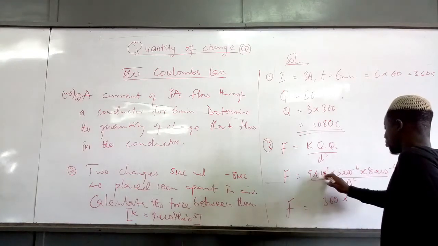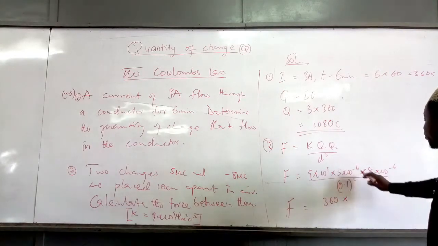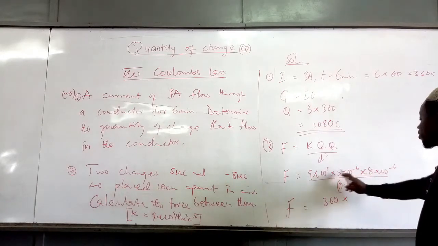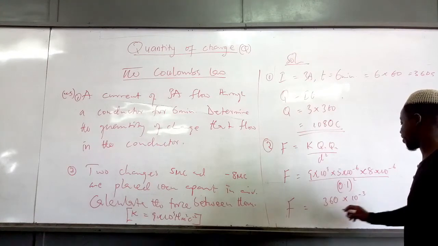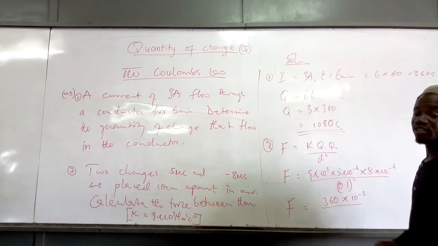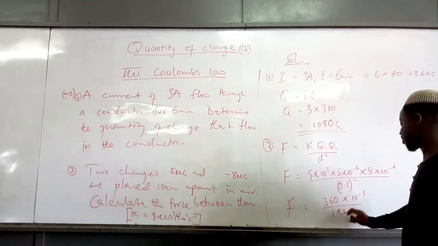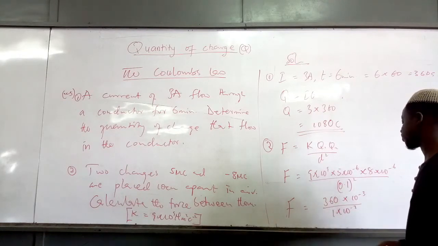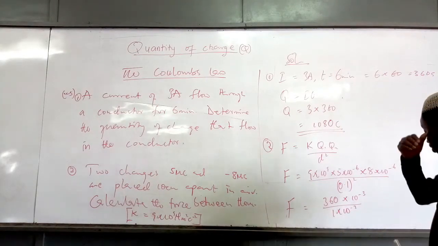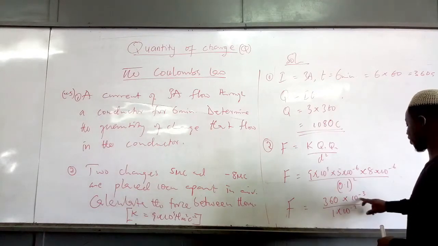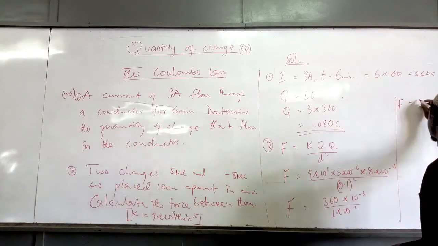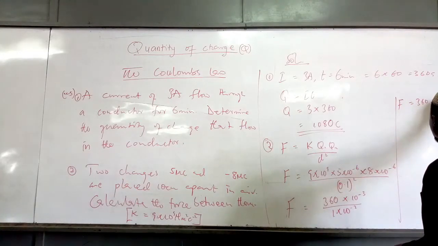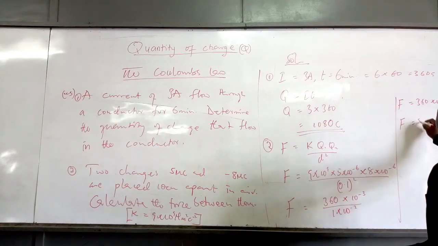That is going to give us 360 times 10 raised to the power 9, times 10 raised to the power minus 6, times 10 raised to the power minus 6, which is 10 raised to the power minus 12, times 10 raised to the power 9. That will give us 10 raised to the power minus 3, divided by 0.1 squared. 0.1 squared will give us 1 times 10 raised to the power minus 2. So when this value comes up, the force F is equal to 360 times 10 raised to the power minus 1. The force F is equal to 36 newtons.